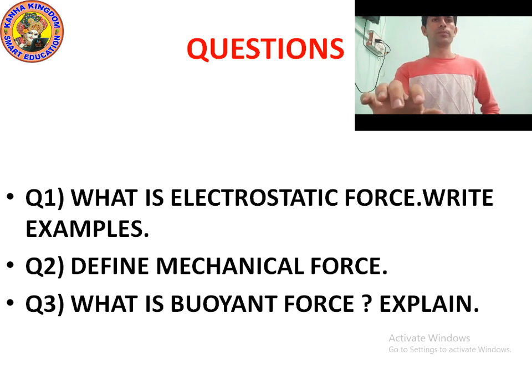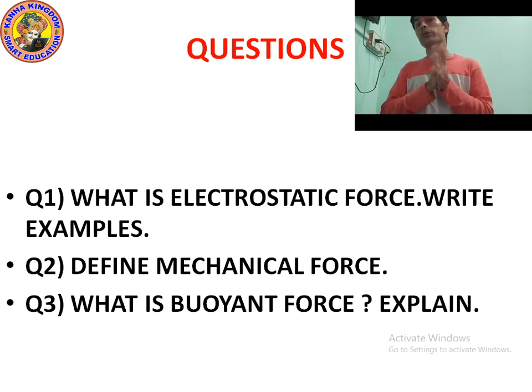Now question number 2. Define mechanical force. What is mechanical force? A mechanical force comes into play when a push or pull comes into physical contact with an object. Example: when you open a door, your hand pushes the door, opening it. That is an example of mechanical force.